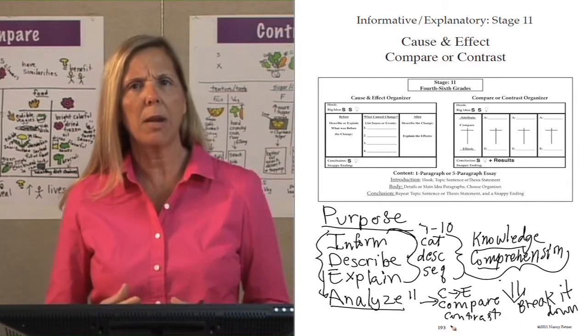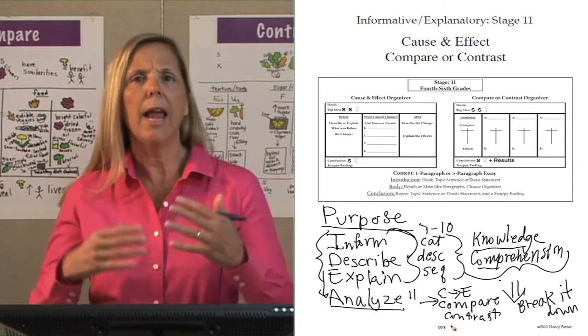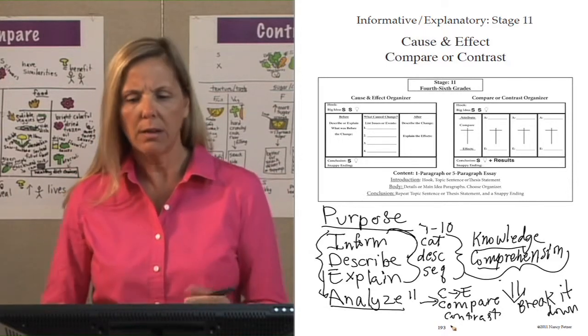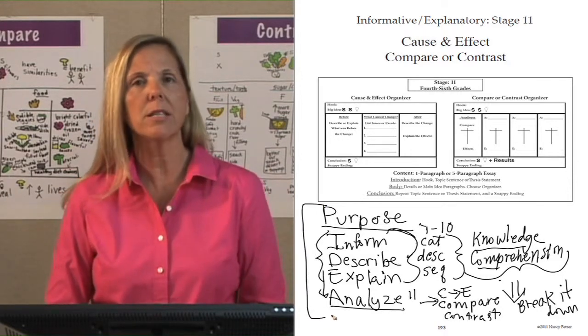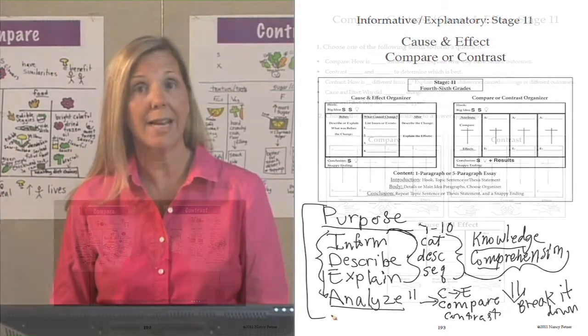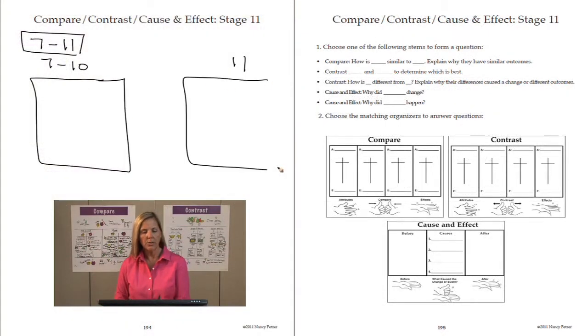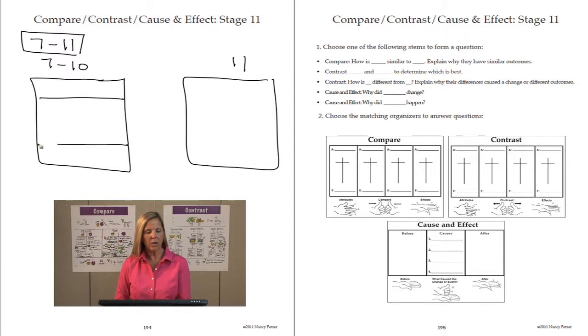Let's go to the next page, the stages of writing and how those stages of writing fit into the purpose of informative explanatory text. Let's make our organizer so that we can use that as our context to understand what these stages mean. Our introduction, our body, and our conclusion. For stages 7 through 10, this was our organizer. We go to stage 11, same organizer.